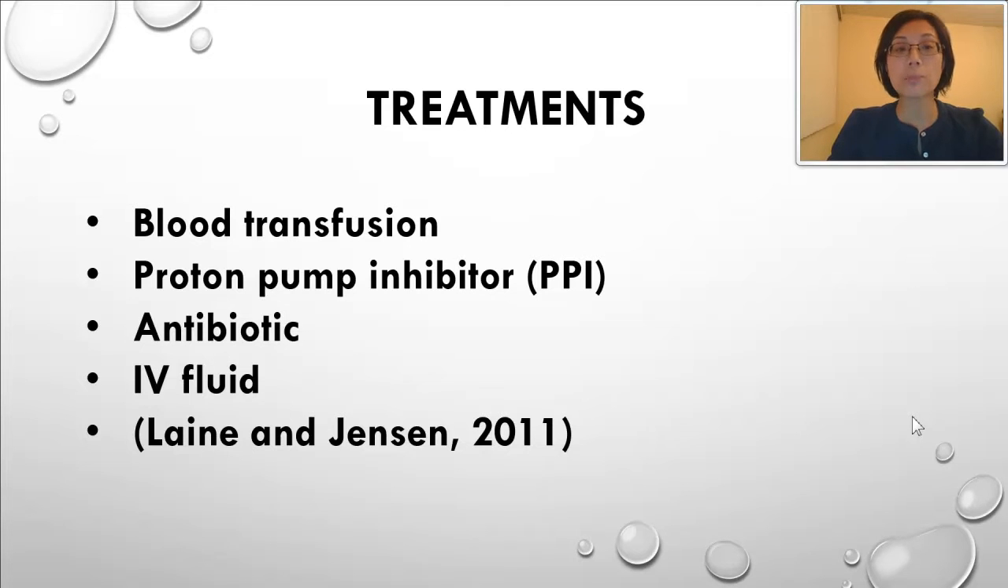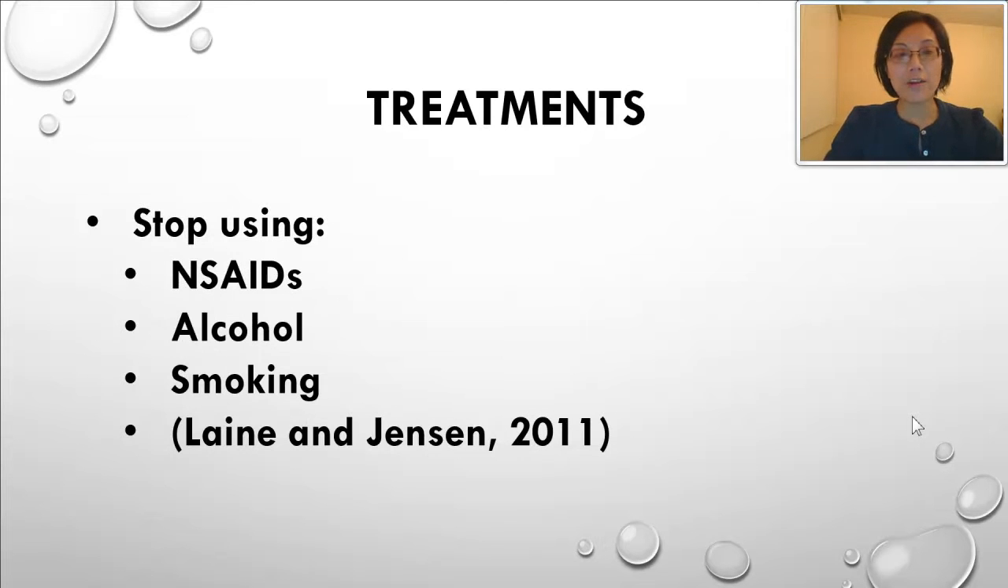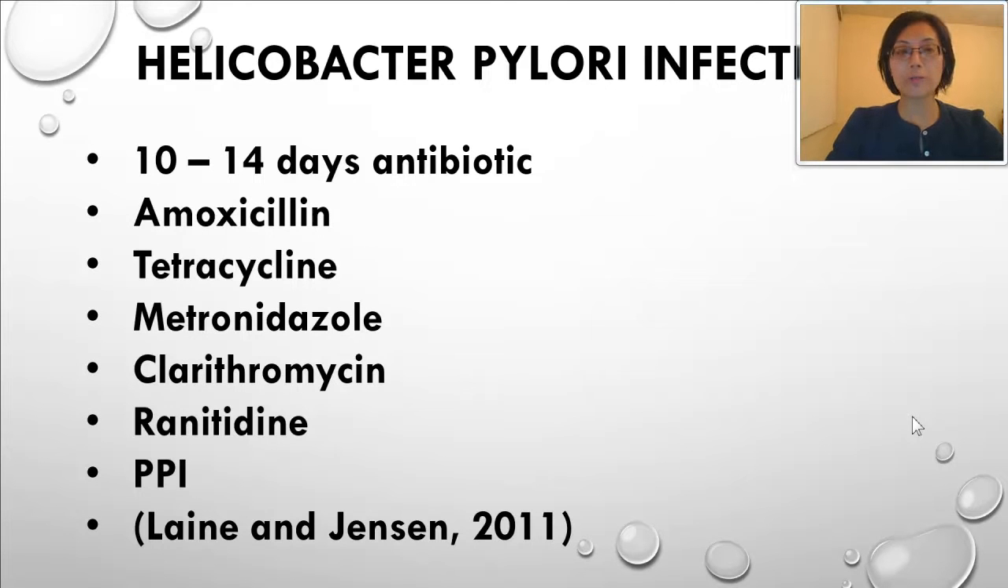Proton pump inhibitors could be ordered in oral, IV push, or IV drip forms, which can help to control the gastric secretion amount. Antibiotics are helpful for H. pylori infection and ulcerative colitis. It is very important to stop using alcohol and smoking. H. pylori requires 10 to 14 days of antibiotics. Usually the antibiotics are amoxicillin and tetracycline, and some antacid medication should be used too, like ranitidine and proton pump inhibitor.